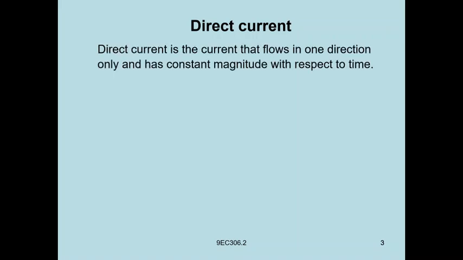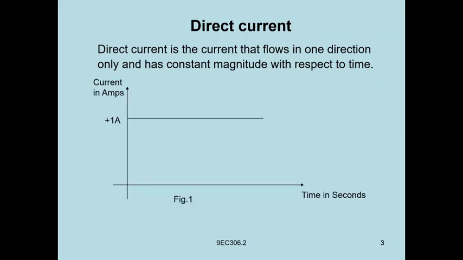So now what is direct current? Direct current is the current that flows in one direction only and has a constant magnitude with respect to time. See here, the time is going on increasing, the current is a constant. For example, in this figure, it is 1 amp and it is a straight line.